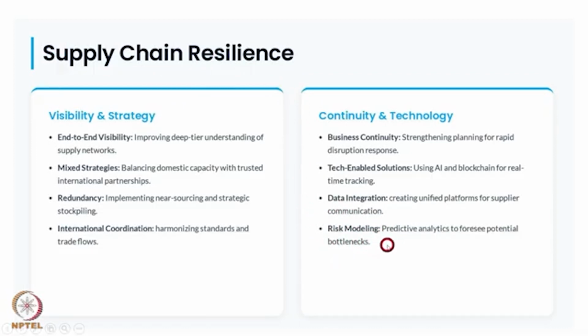Then risk modeling. With the help of predictive analytics, we can do the modeling of the risk. We can develop models around the risk so that we can predict what kind of risk is there, whether the supply chain is going to be disrupted due to whatever reason in the market. So this is another aspect which can be explored by any smart manufacturing industry.